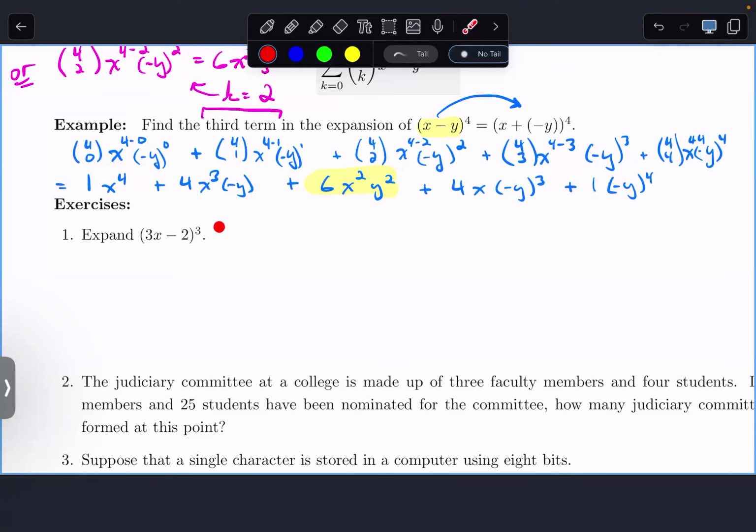Now I want you to do them all. It's only to the power of 3 though, so you could do it by expanding properly. But what are you going to do here? If you want to expand 3x minus 2 to the power of 3, I would let 3x be x and plus negative 2, because you need to get it in the form of x plus y. So you can let this be x plus negative 2, so the y is replaced with negative 2.